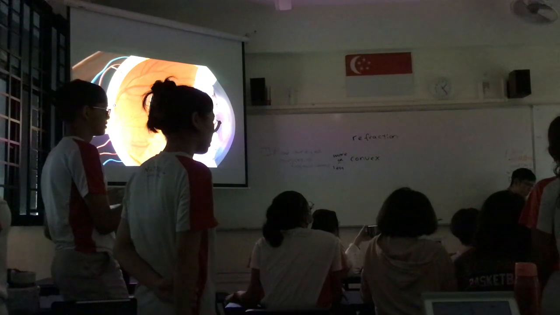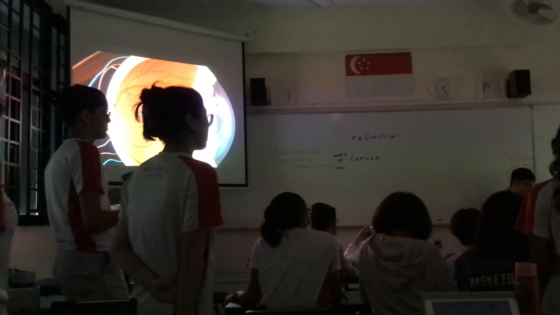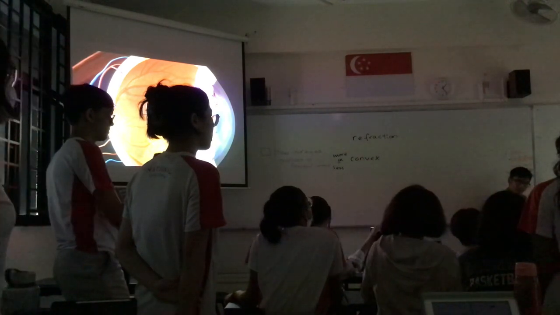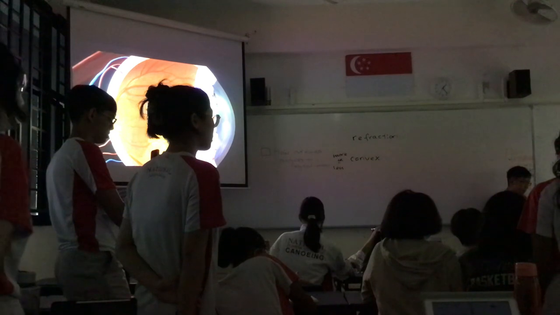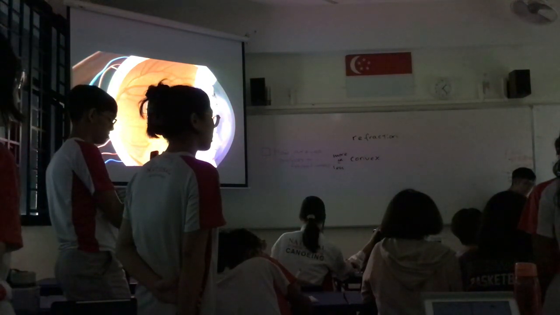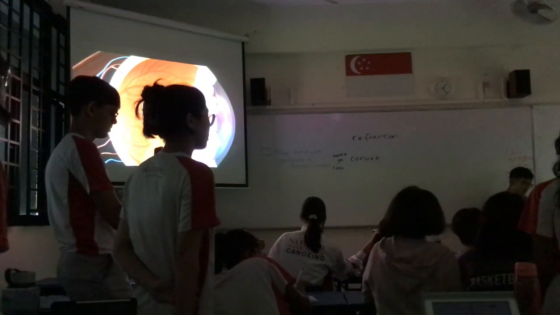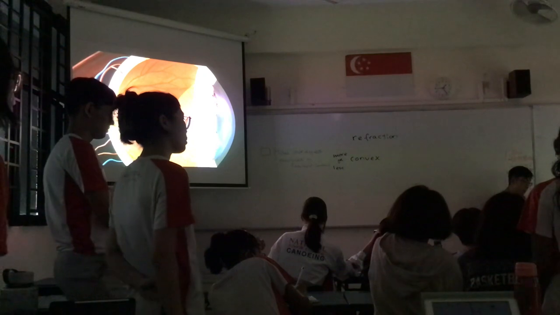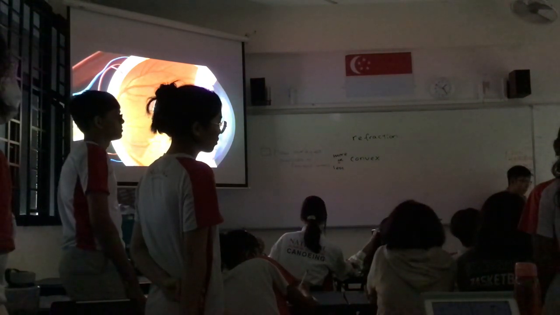The point where the light beams converge is called the focal point. It's where the light focuses to a point, the focal point. Notice that the more convex the lens is, the closer the focal point is to the lens. The less convex the lens is, the further away the focal point is from the lens. So those are two terms I'd like to introduce to you.